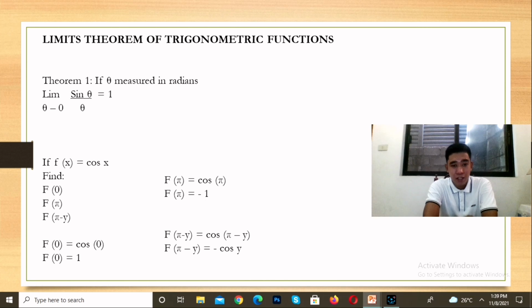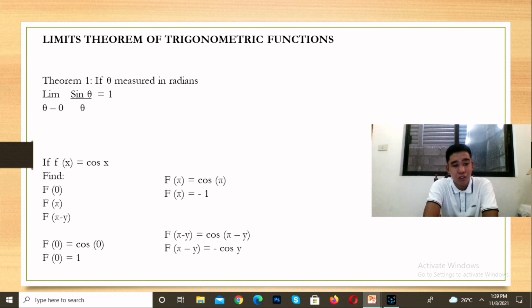Limits theorem of trigonometric functions. Theorem 1: if theta is measured in radians, the limit of sin theta over theta equals 1. For example, if f of x equals cos x, find f of 0, f of pi, and f of pi minus y.